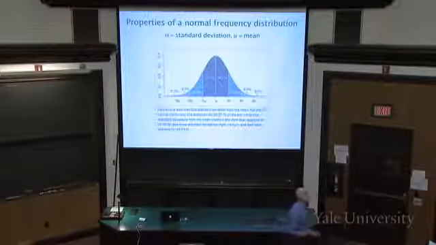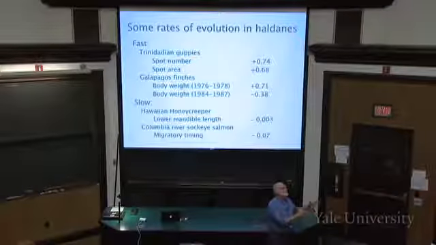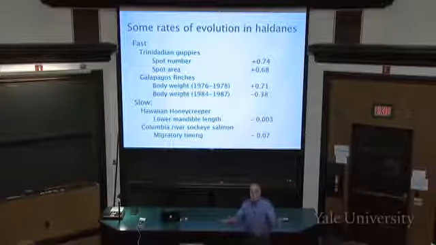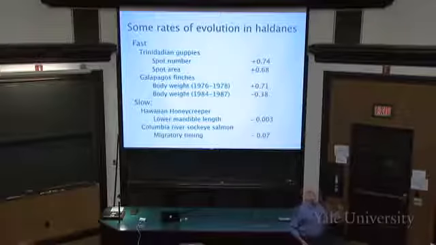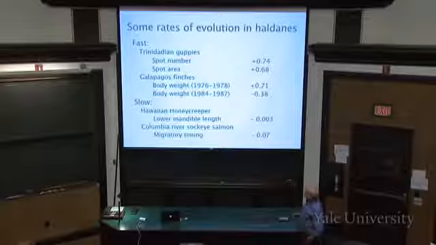Here are some measured Haldanes. Okay? So for those guppies in Trinidad that were evolving pretty fast, the number of spots in the area of orange spots, when you took away the predator, and suddenly being brightly colored wasn't risky anymore, and females liked it, so it was good to be brightly colored, those spot numbers increased quickly. They were increasing at about 0.7 Haldane.